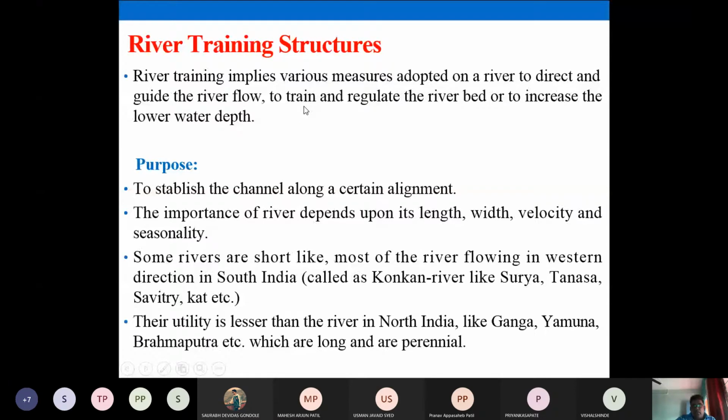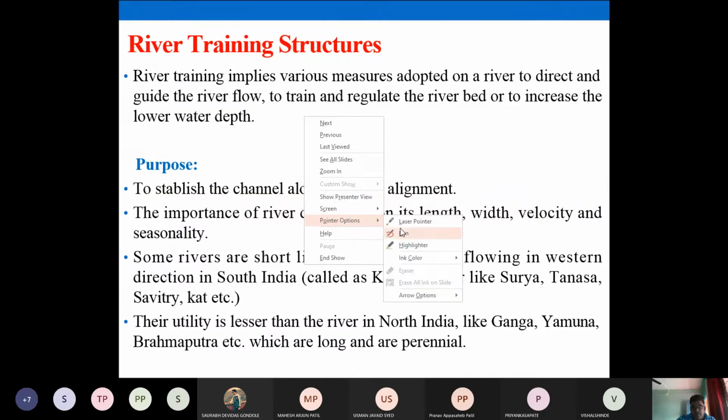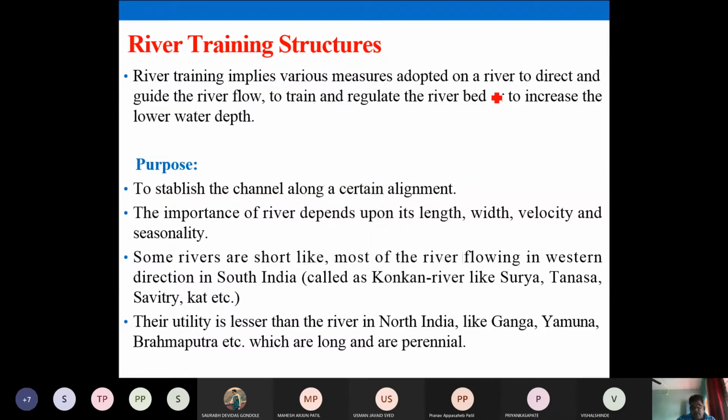River training implies various measures adopted on a river to direct the flow and guide the flow. Directing and guiding the flow is a very important aspect to be considered in river training structures. Direction of the flow takes place by constructing a structure, which we call a river training structure, and guiding the river flow into the constructed path controls scouring and erosion actions. This procedure and these aspects are called the training of the river.